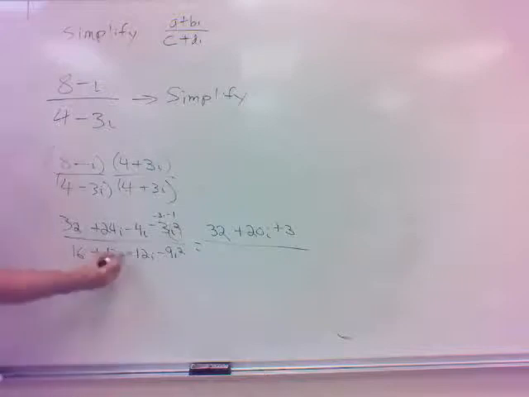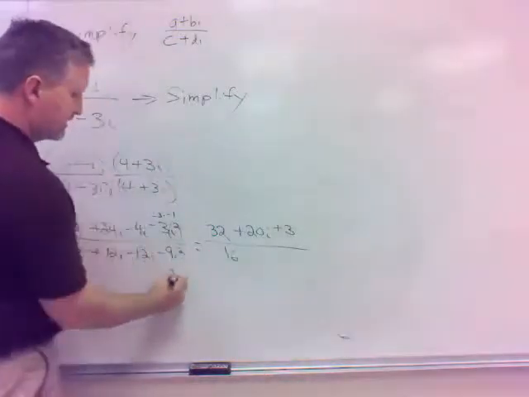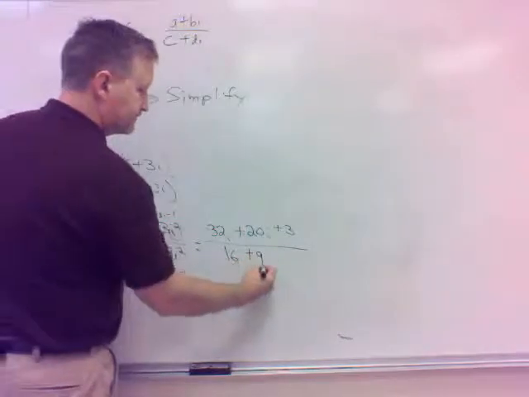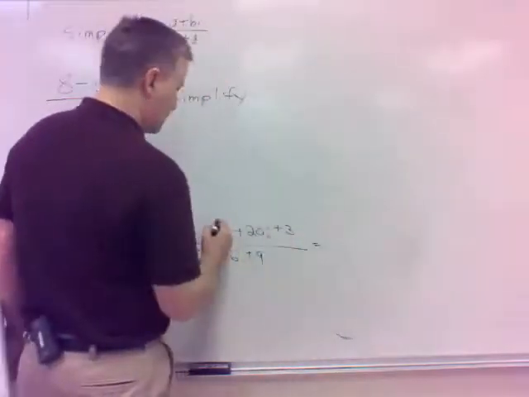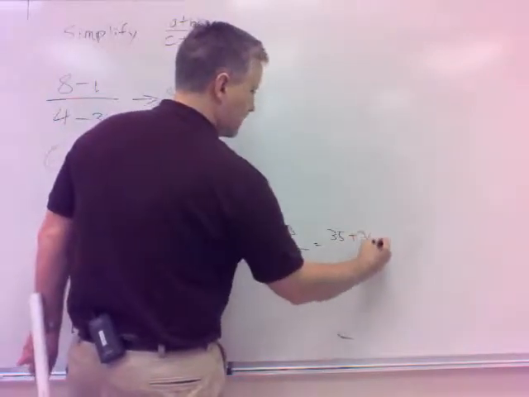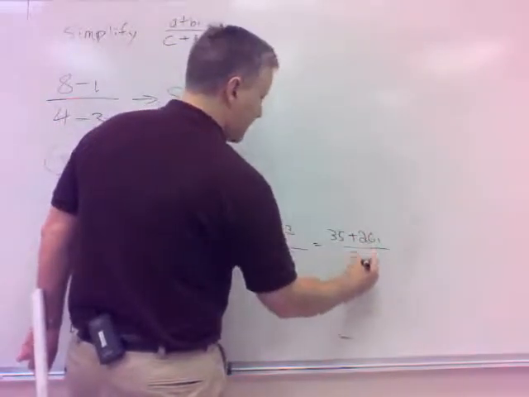On the bottom, the 12i's go out. 16 then, well, there's minus 9 times negative 1 again. It's positive 9, isn't it? So, combine these two. 32 and 3 is 35 plus 20i divided by 25.